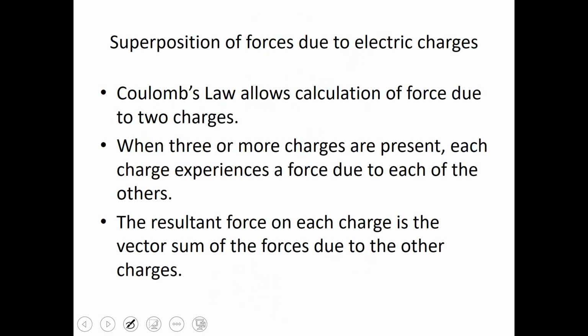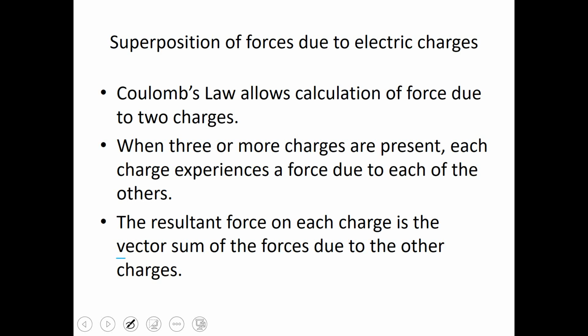The thing about Coulomb's law is that it represents vectors, and of course you can have more than one vector. In fact, you can have 2 or 3, and then it makes a right angle triangle because that's all physics is anyway. So when 3 or more charges are present, each charge experiences a force due to the charge of the others, the field of the other ones, and the resultant force on each charge is the vector sum of the forces due to the other charges.